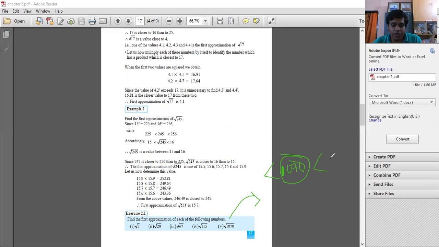How about 35 into 35? That will give you 1225. 30 into 30 will give you 900. There you go, now we are getting to some point. 30 gives 900, 35 gives 1225. 31 will give you 961. 32 will give you 1024.